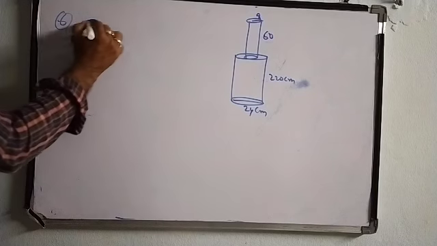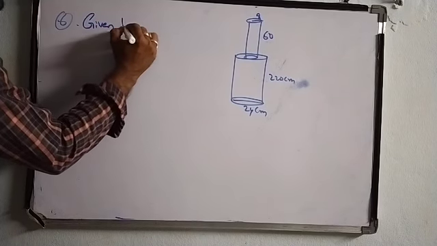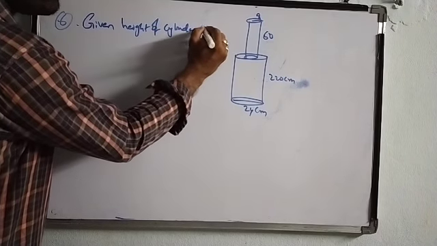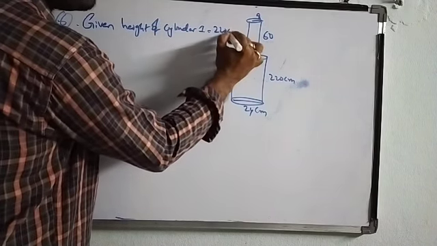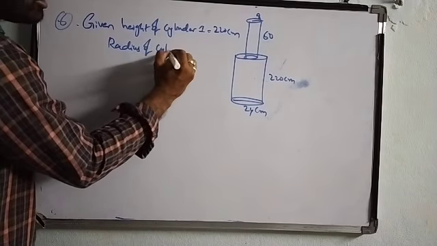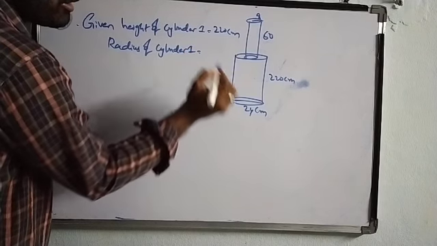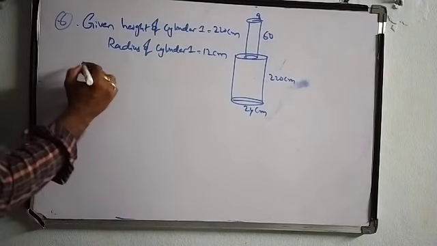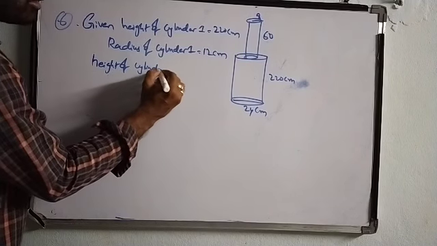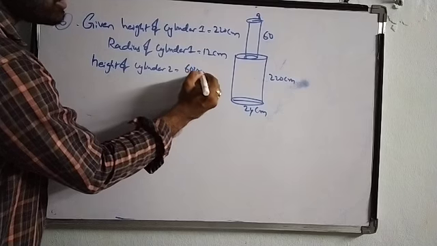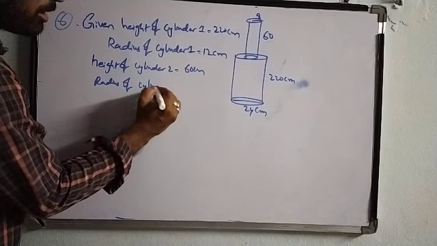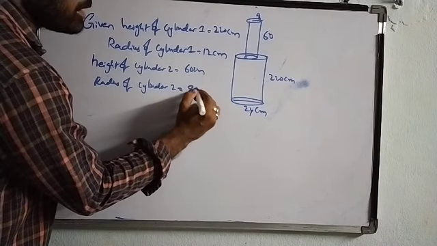So same case here, given height of cylinder 1, which is 220 centimeter, and radius of cylinder 1, they have given diameter, so it will be 12 centimeter. Next, height of cylinder 2, 60 centimeter, so radius of cylinder 2 is 8 centimeter.